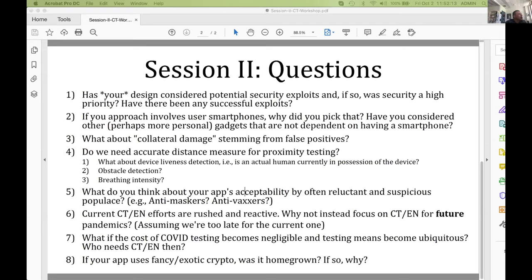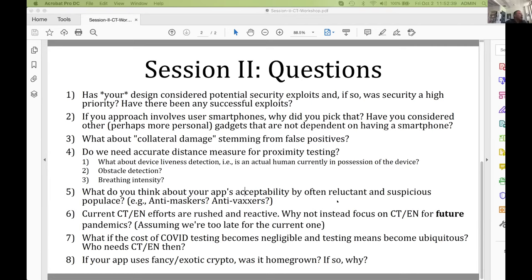Maybe I can take 6 and 8. So about the fancy exotic crypto: no, we didn't use any exotic crypto. Actually, it's not a research project. It was really difficult because it's an engineering project. There is a lot of integration to be done. So it's really more about engineering than research at this stage.